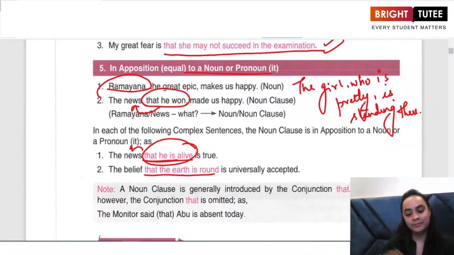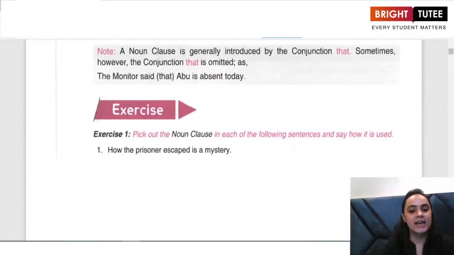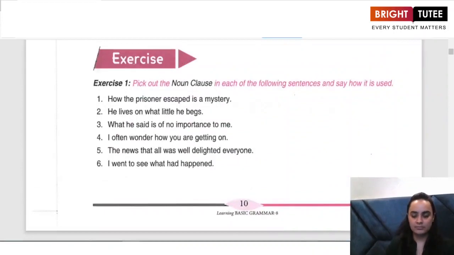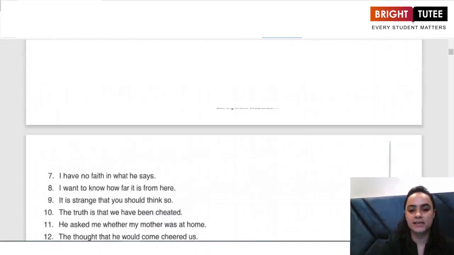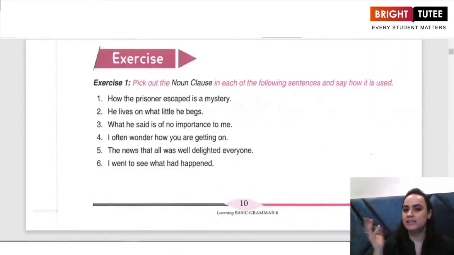So are we clear? Let us discuss the exercises that are given. As I did earlier, as you all know, how many do we have? We have 20 sentences. I'll discuss the first 10 with you. The next 10, I assume you people will do on your own. Pick out the noun clause in each of the following sentences and say how it is used, whether it is used as a subject, as an object, next to a preposition, opposition, or incomplete predication.